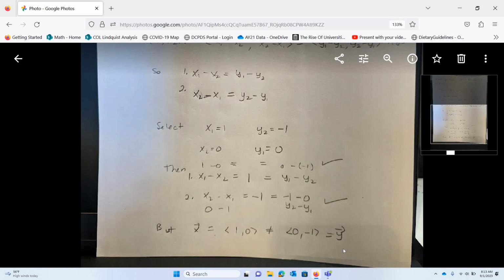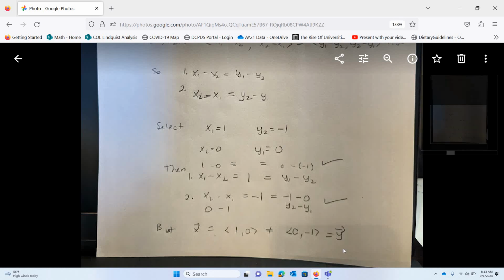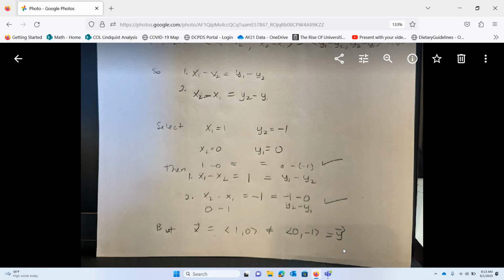However, my x didn't equal my y. And so now I have a concrete example of two vectors where T of x equals T of y, but x was not equal to y.